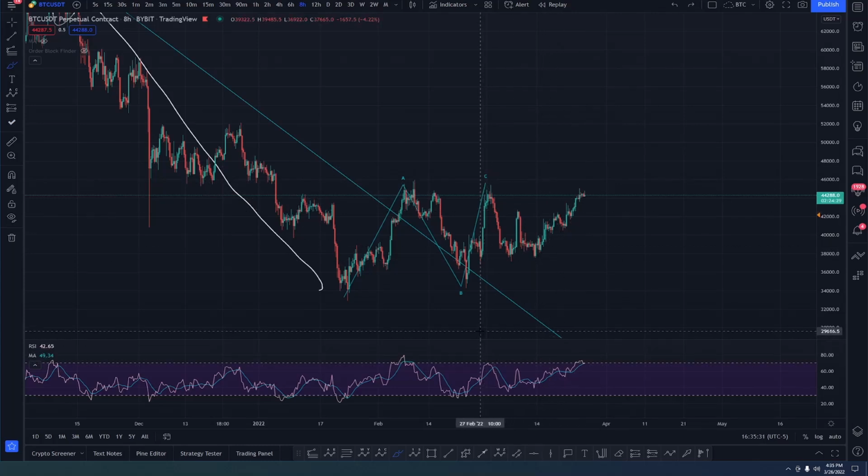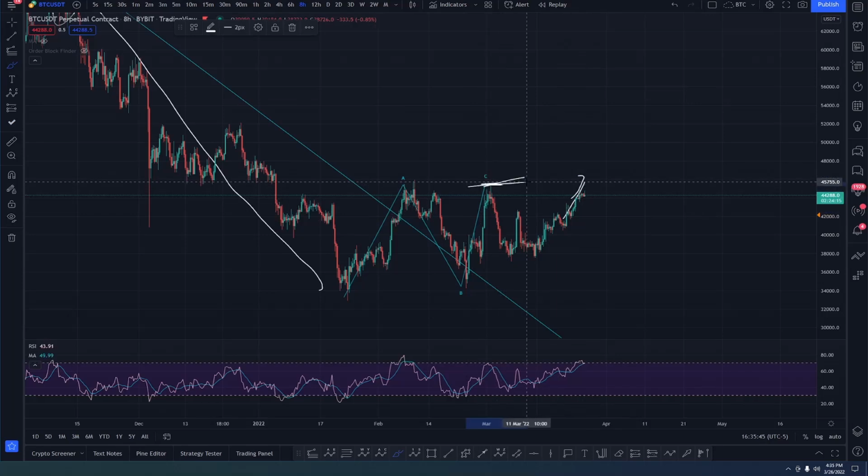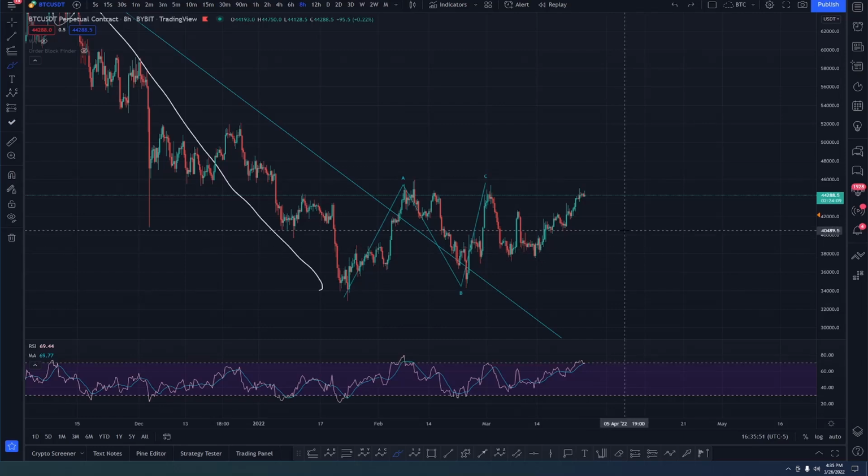But this overall count just goes away. This 1, 2 to the downside, where I'm expecting this 3rd wave down big time, down to 30K and lower, goes away the moment price breaks this top. So if we come up and break this top, guys, this 1, 2 is invalid, and the count that I just showed you is no longer on the table.